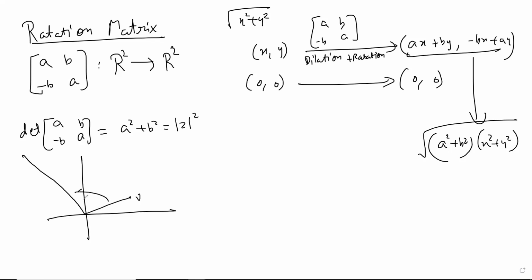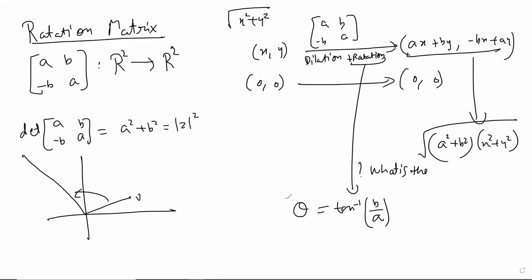So any vector will always get multiplied by a fixed constant, but will also get rotated. What will be the angle of rotation? Can we try to think about this? Only then can you say it's a rotation. Otherwise, how do you prove that it is a rotation? Yes, the angle should be tan inverse of b by a. That is roughly what will happen.